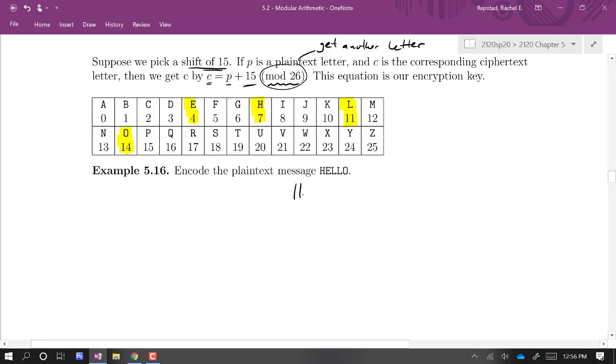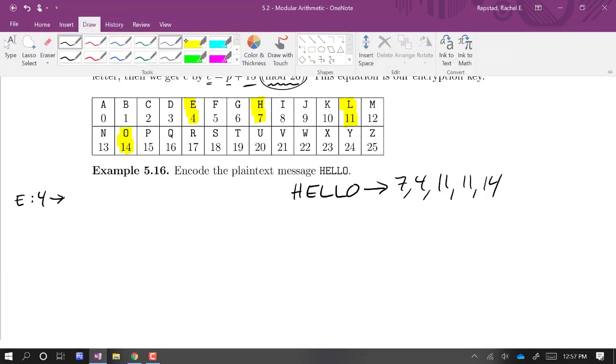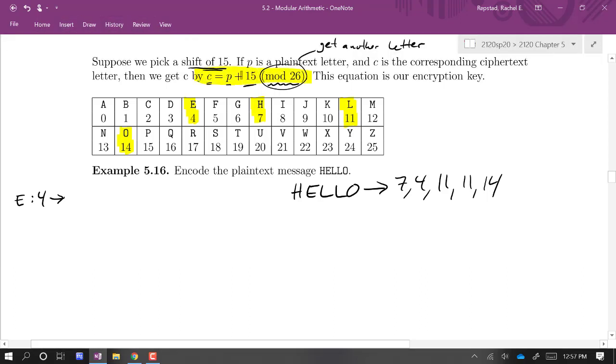So that means, let's see, hello corresponds to the numbers 7, 4, 11, 11, 14. And I'm just going to encrypt each one of these individually. So the letter E, I'll just go in the order of the alphabet. So E, that's 4. Now I'm going to use my shift cipher, the shift of 15.